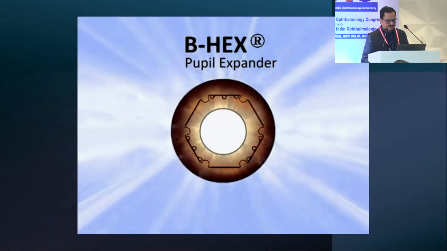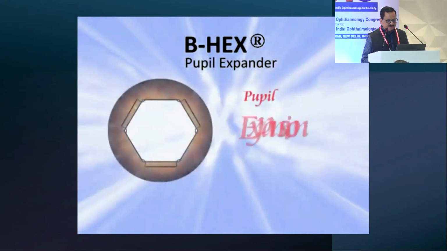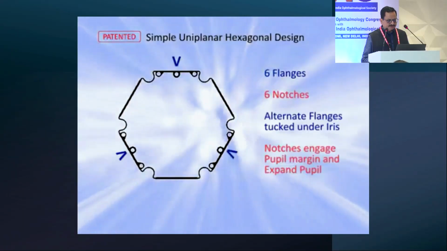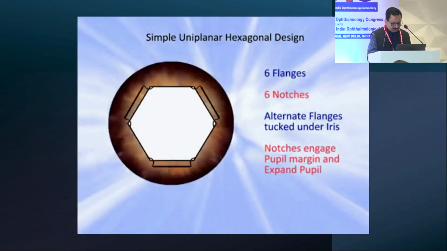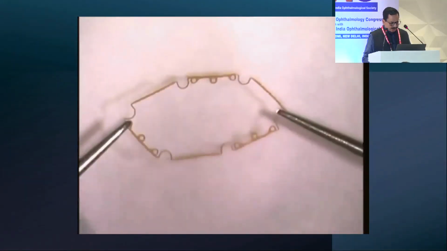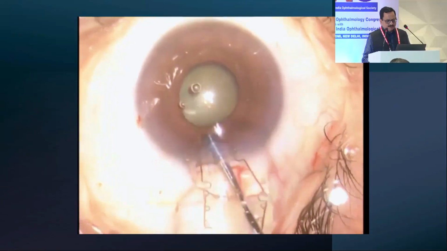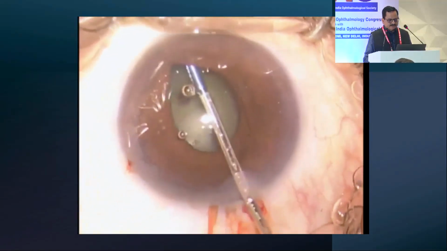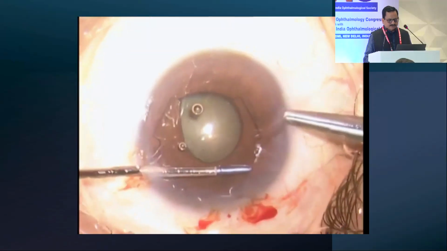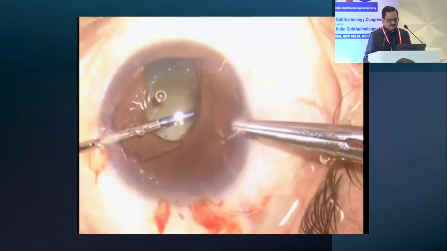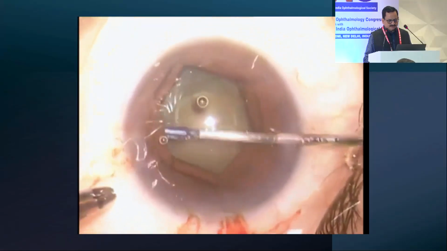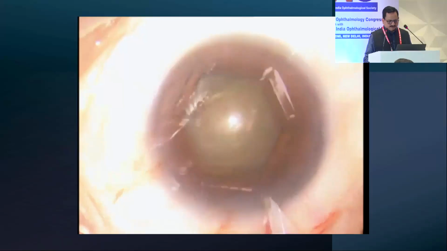The B-Hex has redefined pupil expansion. Patented uniplanar hexagonal design with notches and flanges. It is 1/10 the thickness of other devices. A 23 gauge forceps advances the preloaded device from its transparent housing through the incision into the eye. As alternate flanges are tucked under the iris, the notches engage the pupil margin, resulting in an expanded pupil.